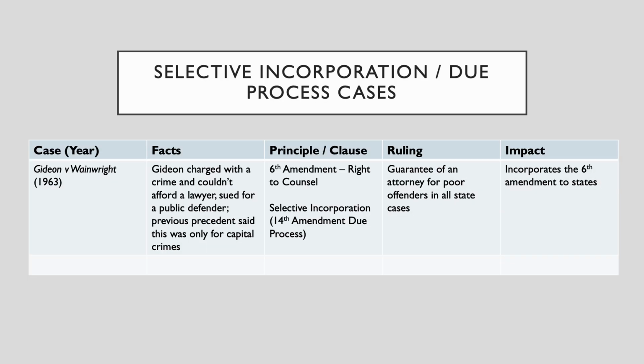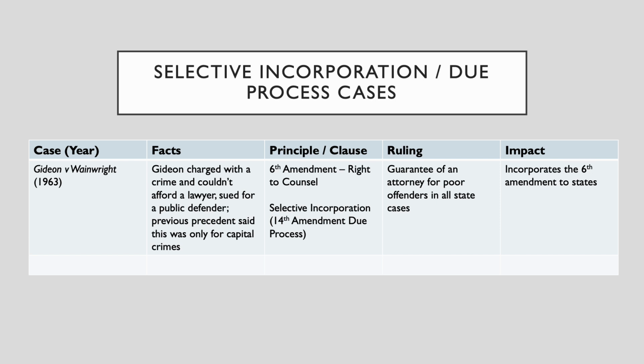So, selective incorporation due process cases, right? These are both about Bill of Rights questions, but also using the due process clause of the 14th Amendment to apply those Bill of Rights protections to state government. The first one is Gideon versus Wainwright in 1963. Clarence Earl Gideon was charged with basically theft, but couldn't afford a lawyer and was convicted, and argued that the reason he was convicted was because he couldn't adequately defend himself. He sued, saying that the state had an obligation to provide a public defender for him, arguing that this violated his Sixth Amendment right to have legal representation.